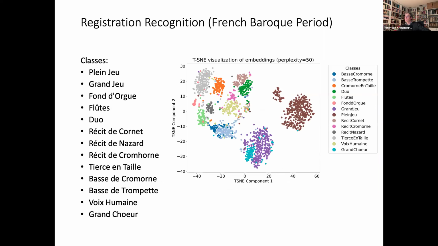And then this is a visualization, a t-SNE embedding, a two-dimensional embedding of the embedding vectors from the Viola model, before our classification. Here you can see that already the classes cluster quite well, and in an explainable way as well. For example, grand chœur and grand jeu is basically one cluster, and the sounds are indeed very similar, but still you can see they're separable. Same for basse de trompette and basse de cornhorn, which are very similar but still somewhat separable.